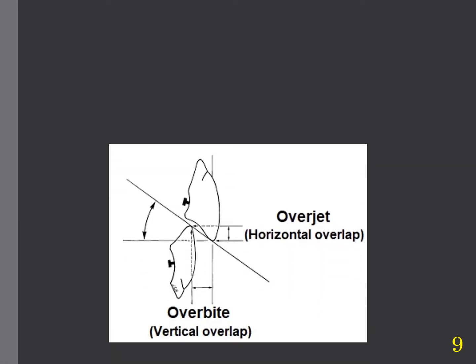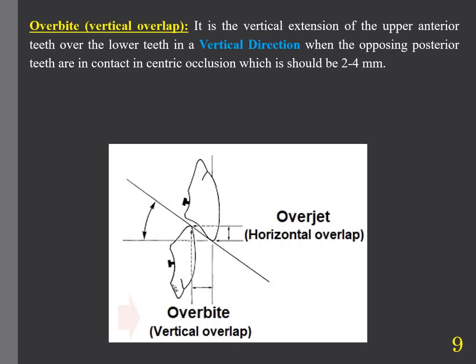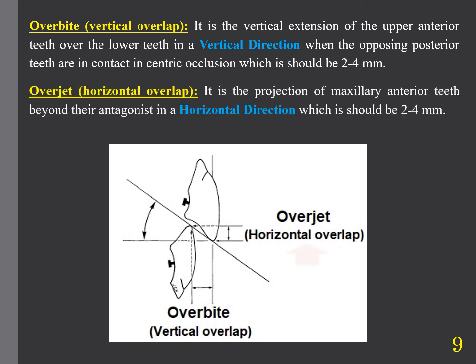Now we define the overbite and overjet. Overbite, which means vertical overlap, is the vertical extension of the upper anterior teeth over the lower teeth in a vertical direction, when the opposing posterior teeth are in contact in centric occlusion, which should be 2 to 4 mm. Overjet, horizontal overlap, is the projection of maxillary anterior teeth beyond their antagonist in a horizontal direction, which should be 2 to 4 mm.